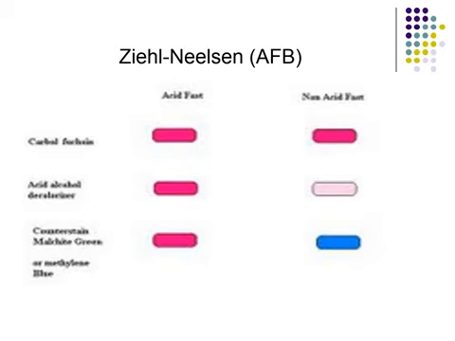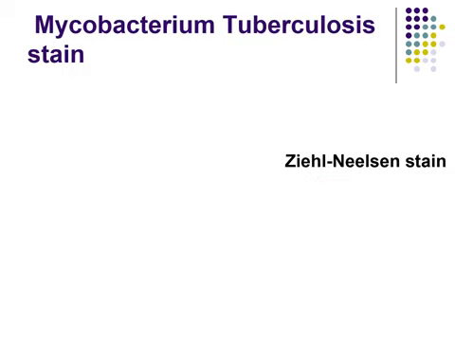while in case of non-tuberculosis bacteria, the acid alcohol decolorizes the primary stain, which is carbol fuchsin, and converts the bacteria colorless. Then when you add methylene blue, the bacteria take this counter stain.